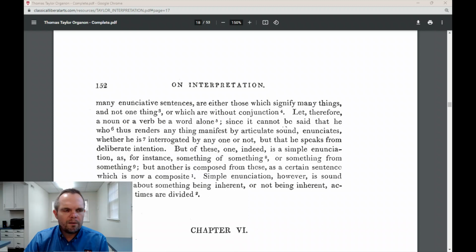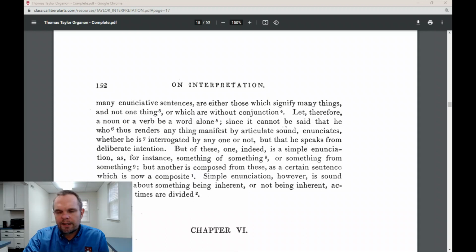What does that mean? Well, if someone interrogates a person, asks questions, we can often answer the question with a single word. So for example, if somebody said to me, is Socrates a man? I could answer the question and just say, he is. I can answer with a verb. If someone says to me, did it rain yesterday? I can simply answer and say, it did, or it rained. I would be simply answering with a verb.